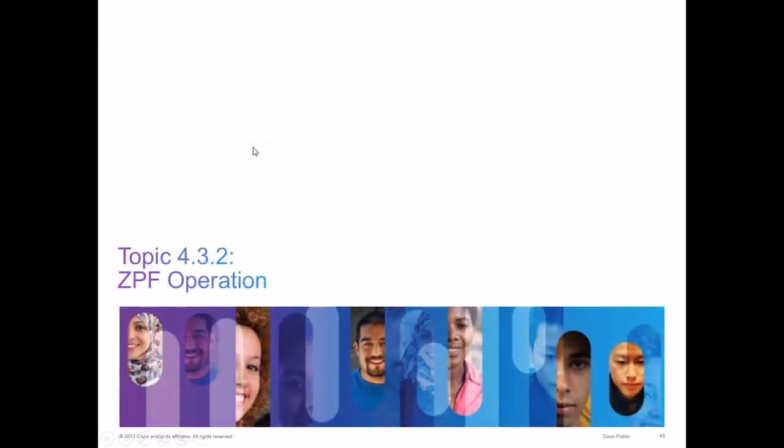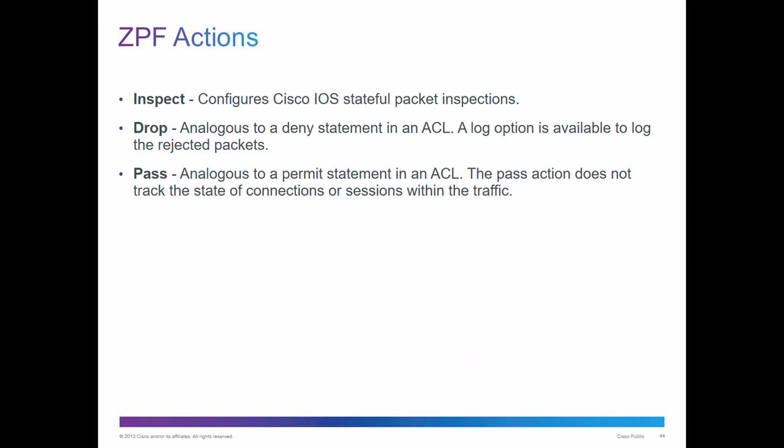Okay, so here are the steps. Well, before we get to that, with ZPF, when you inspect a specific traffic from zone LAN, the private LAN, to the internet, and if there's a match, you can either inspect, which means if you are going to inspect, the rule is to create a stateful firewall.